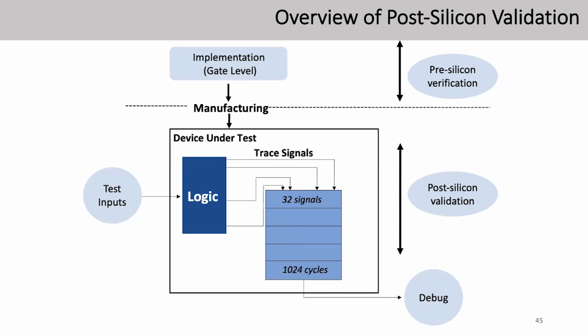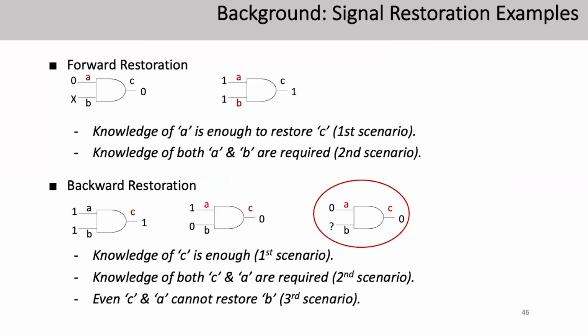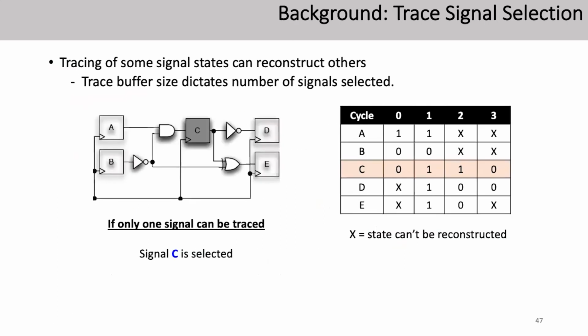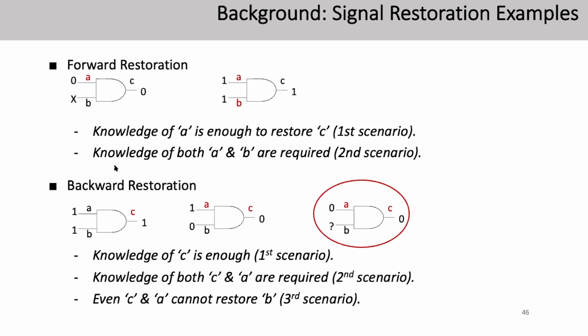Trace signals are actually designed using some logic called signal restoration. So what does signal restoration mean? Signal restoration means that you try to restore the untraced signal states. So you trace some signals and you try to restore the untraced signal states. For example, in the top picture, you can see a 2-input AND gate, right? This 2-input AND gate has two inputs A and B and the output C. Now if you trace A and you see the state of A is 0, you know for sure that the state of C is also 0, right?